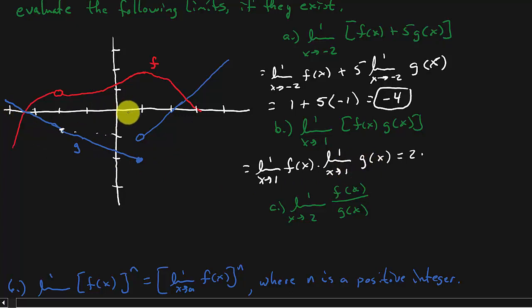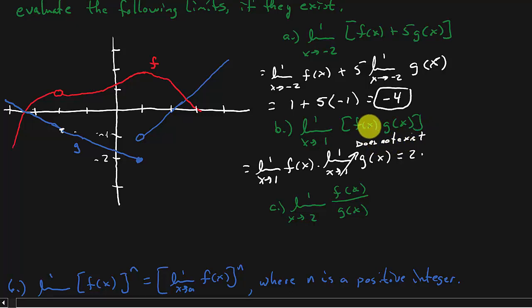So as I'm coming into 1 from the left-hand side, we're down here at negative 2. As I come in from the right-hand side, we're at negative 1. So you can see the limit from the left and the right does not exist. So this limit here does not exist.